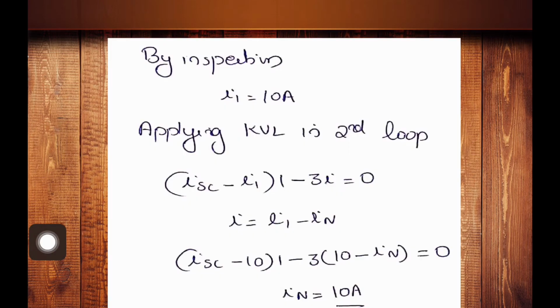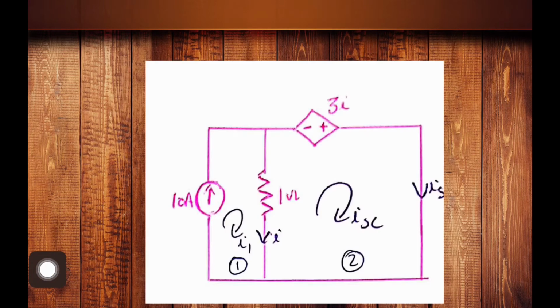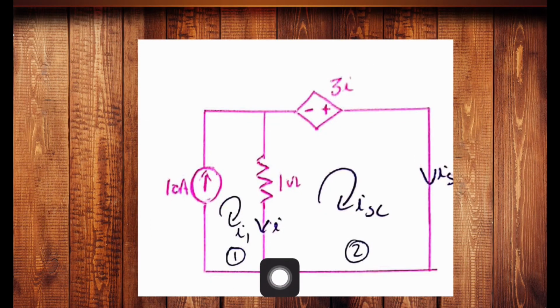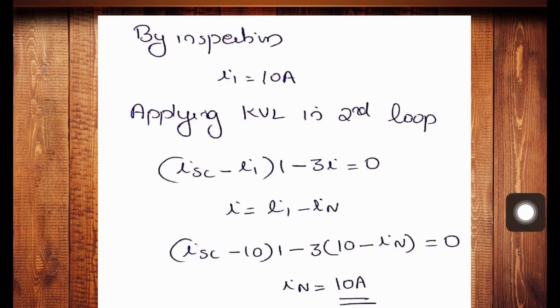So let us write I1 as 10 ampere. Next, we are going to apply KVL in second loop. Starting at this point, first we observe the voltage drop across this 1 ohm. Since we are considering second loop, the total current through this 1 ohm is ISC minus I1, and correspondingly the voltage drop is (ISC minus I1) into 1 ohm. So we start our KVL equation with (ISC minus I1) into 1.